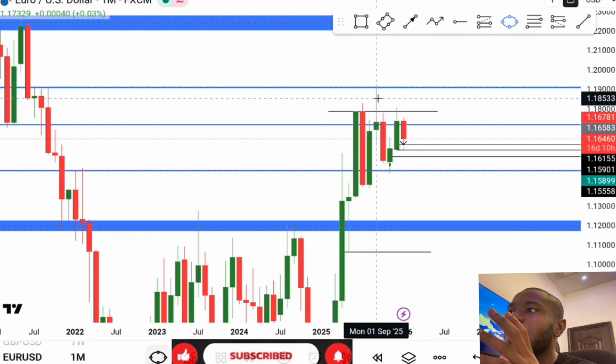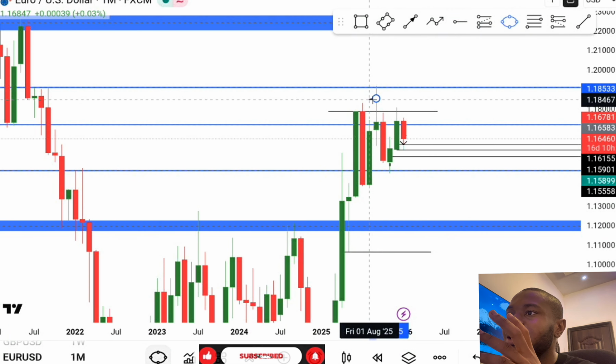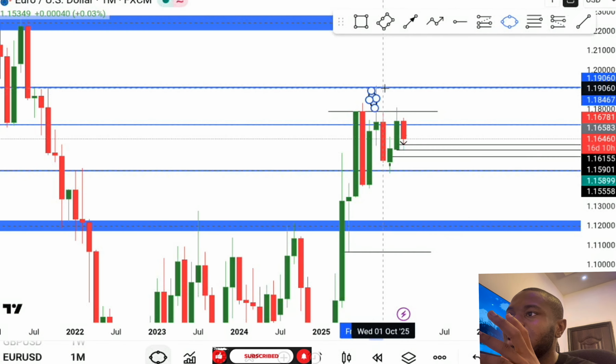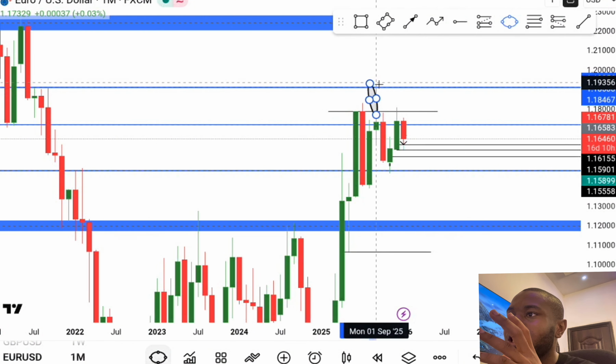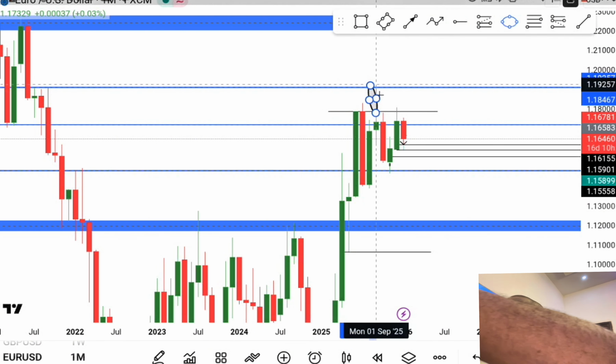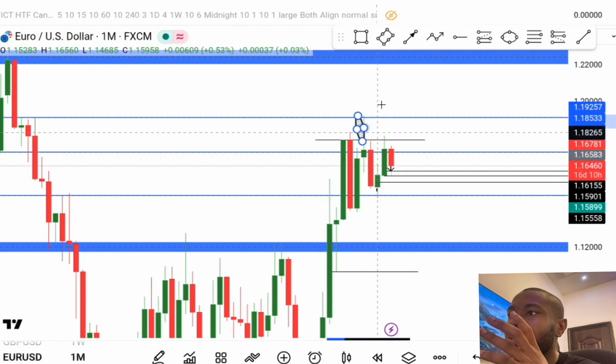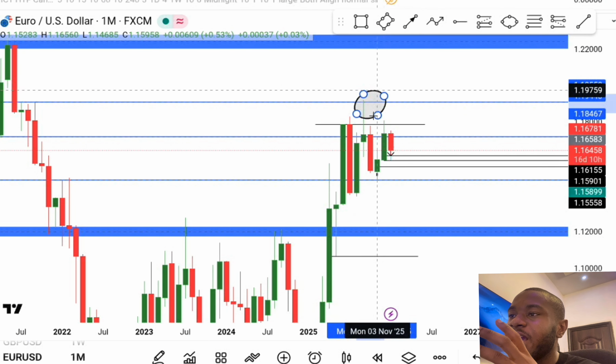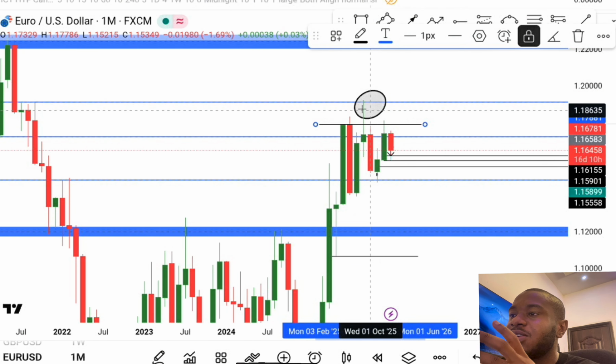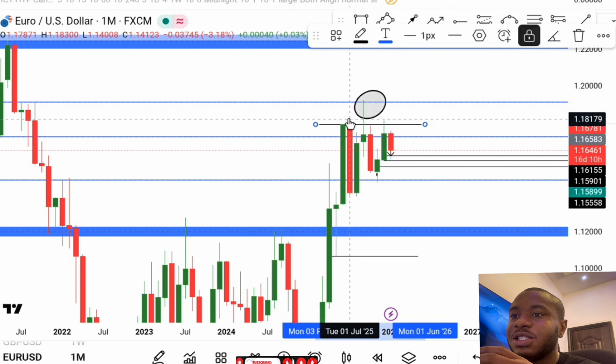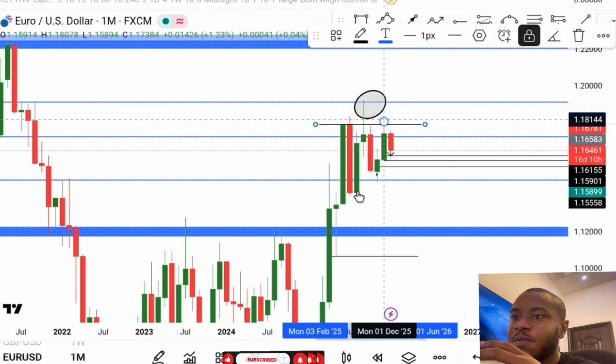But the other way around, this is a double bottom, and this is a double bottom here. This is a triple bottom that is actually forming at this point here. You can see the left shoulder, you can see the head, and the right shoulder. This is showing me a head and shoulder pattern.